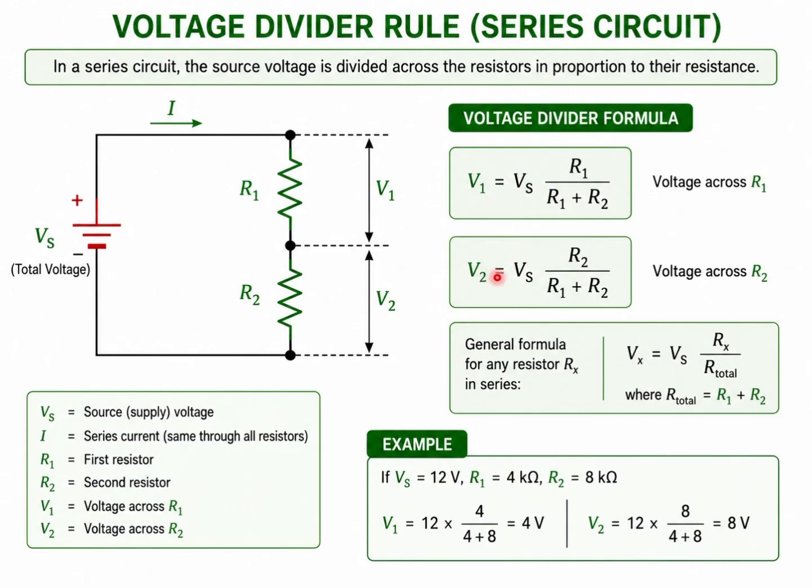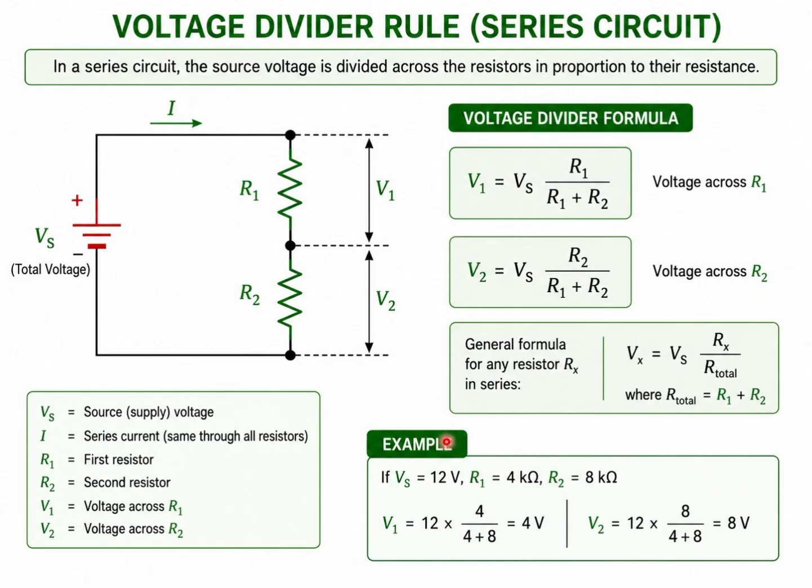And for the voltage across resistance R2, we're going to apply the same format. V2 will be equal to Vs multiplied by R2 on R total, which is R1 plus R2. So basically that's the explanation. And for the general formula, for any resistor Rx in series, Vx, the voltage across resistor Rx, is going to be equal to Vs, the source voltage, multiplied by Rx on the R total, where R total is R1 plus R2. So that is the explanation.